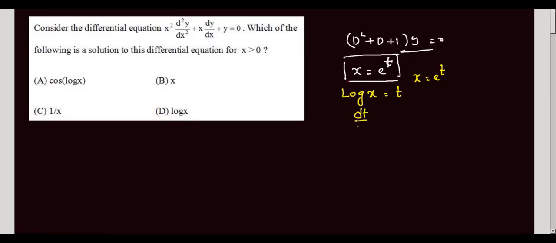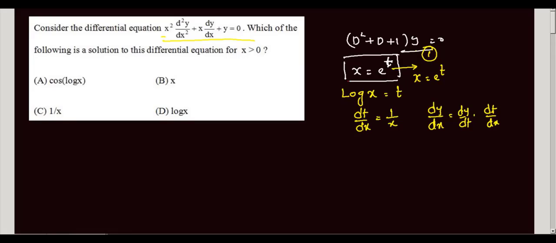Then dt by dx is 1 by x. So dy by dx can be written as dy by dt into dt by dx, where dt cancels and we get dy by dx. When x appears like this in the question, what is the substitution for x? It is e power t. Applying logarithm, log x equal to t.